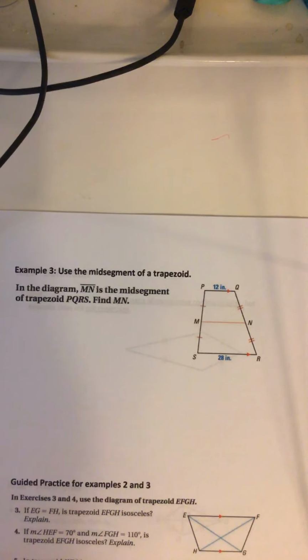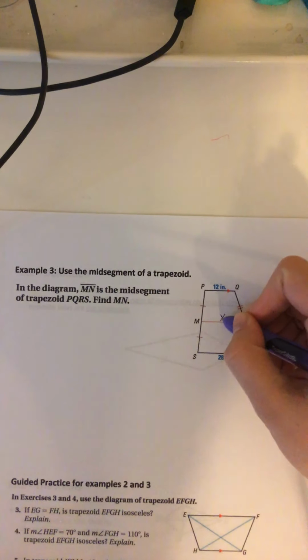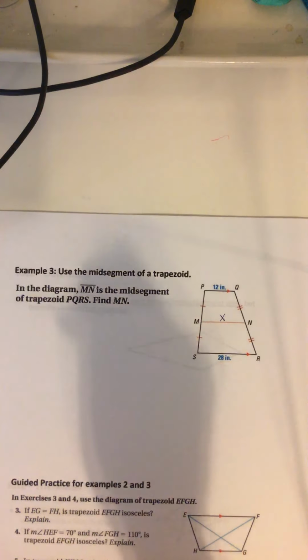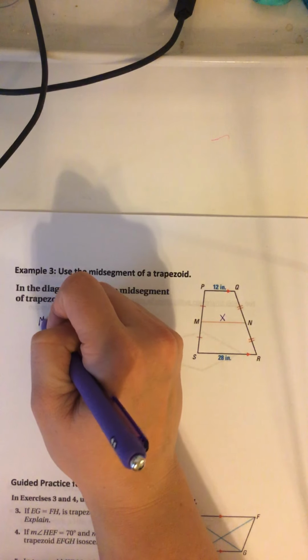So then we're going to keep moving on. Now we have an example with the mid-segment. Example 3, use the mid-segment of a trapezoid. In the diagram, MN is the mid-segment of the trapezoid. So basically, here's our X. We want to figure out what MN is, and that's when this formula is going to come into play.